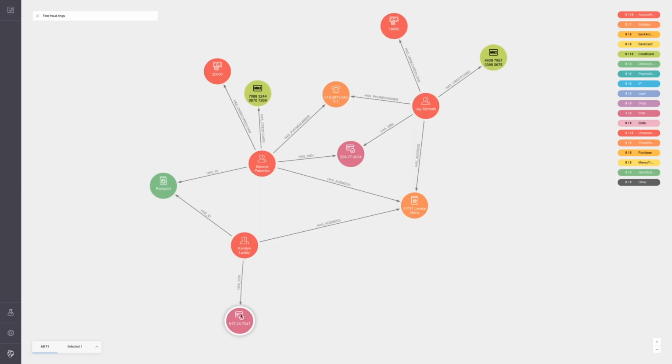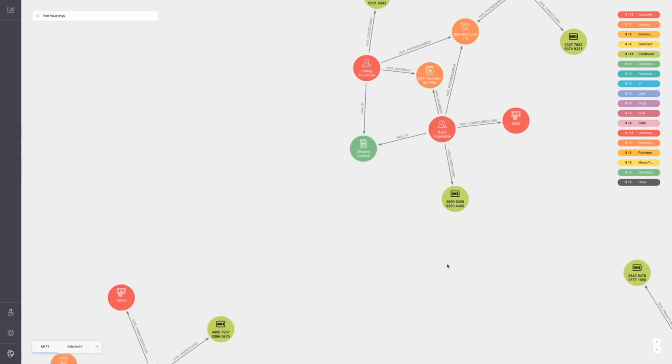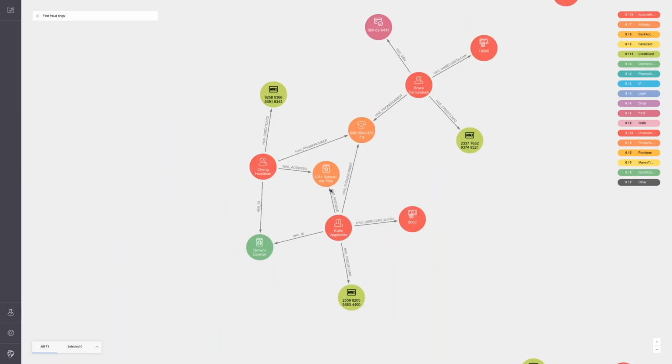Whereas Carolyn has her own social security number. And we can see Carolyn and Jay and Simone all have the same address together, right? So this is an example of what I was explaining before, synthetic identities, shared bits of identities being used together to set up accounts. We can take a look maybe at one more example.